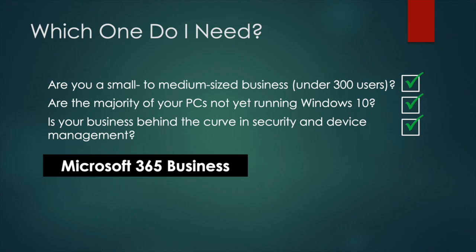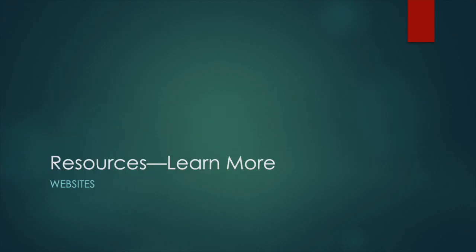However, if some of the services and features available in Office 365 Enterprise E3 are appealing to you, take a closer look because the pricing is the same as Microsoft 365 Business at $20 per user per month in the US. Now, if you don't need Windows 10 or an upgrade in security or device management, you're going to want to spend some time looking at the Office 365 Business options. Microsoft has some resources to help you to decide.